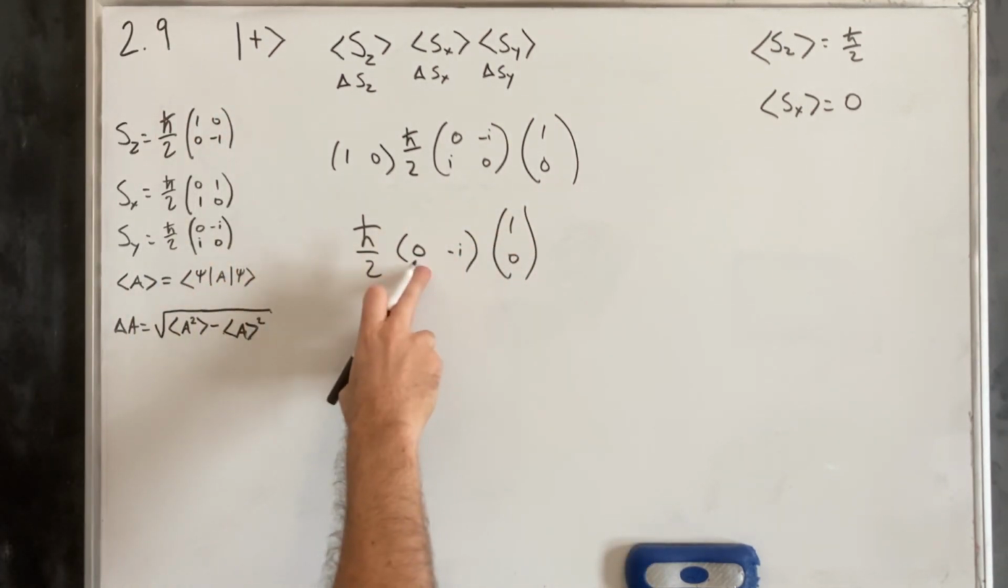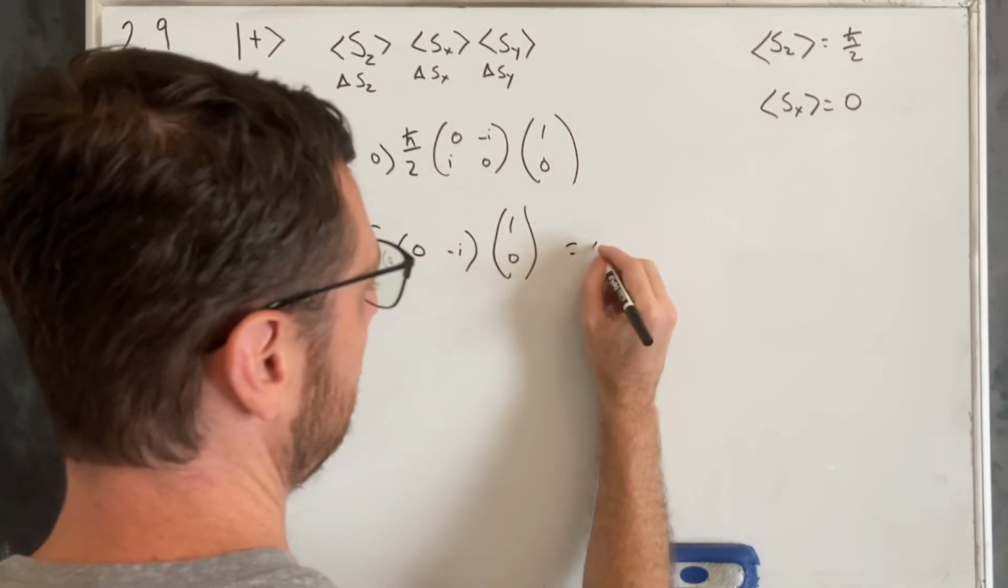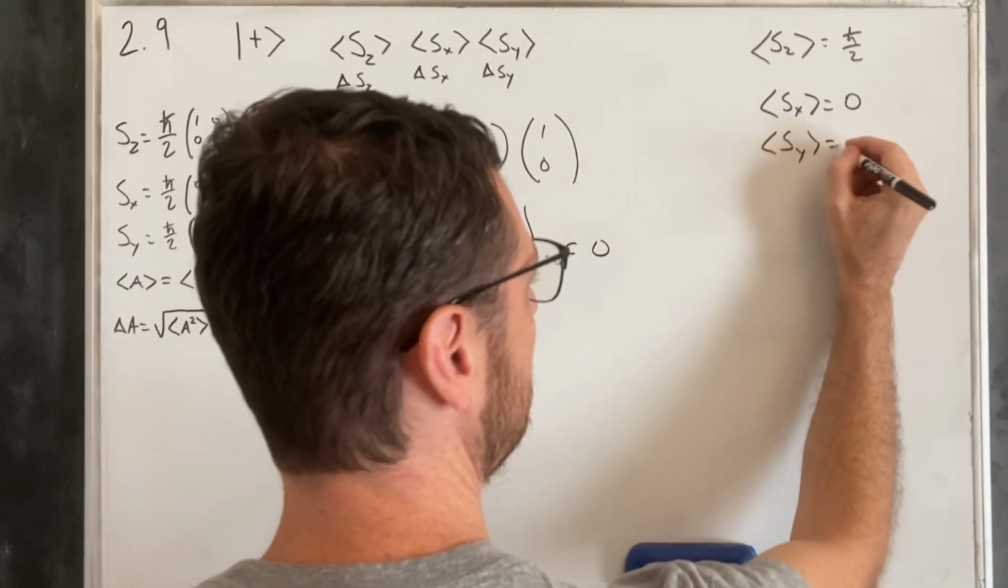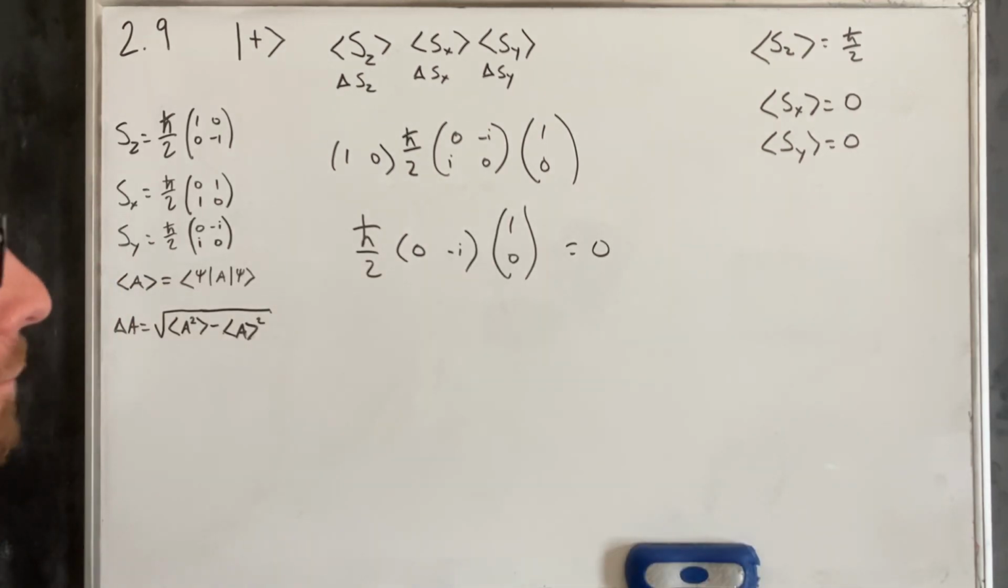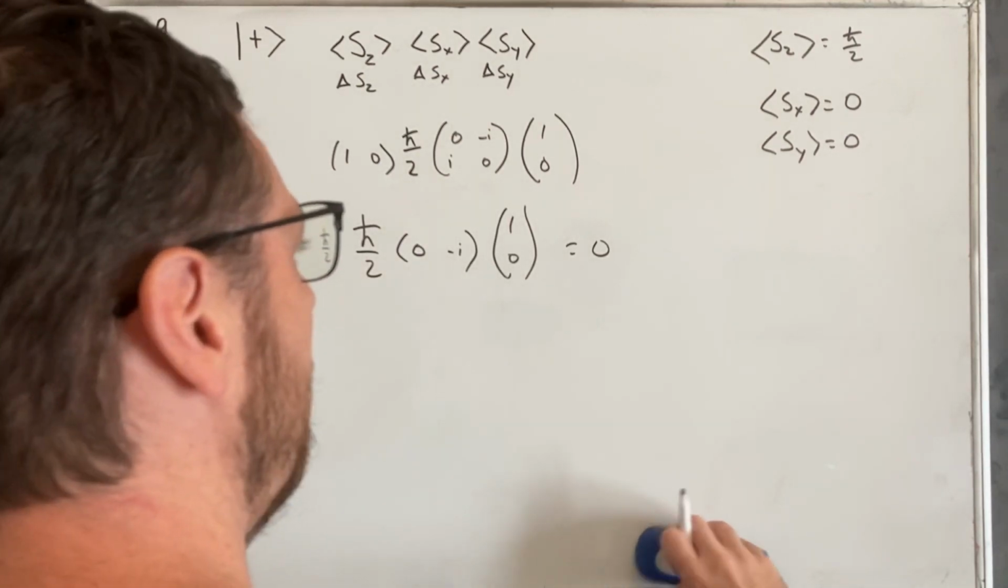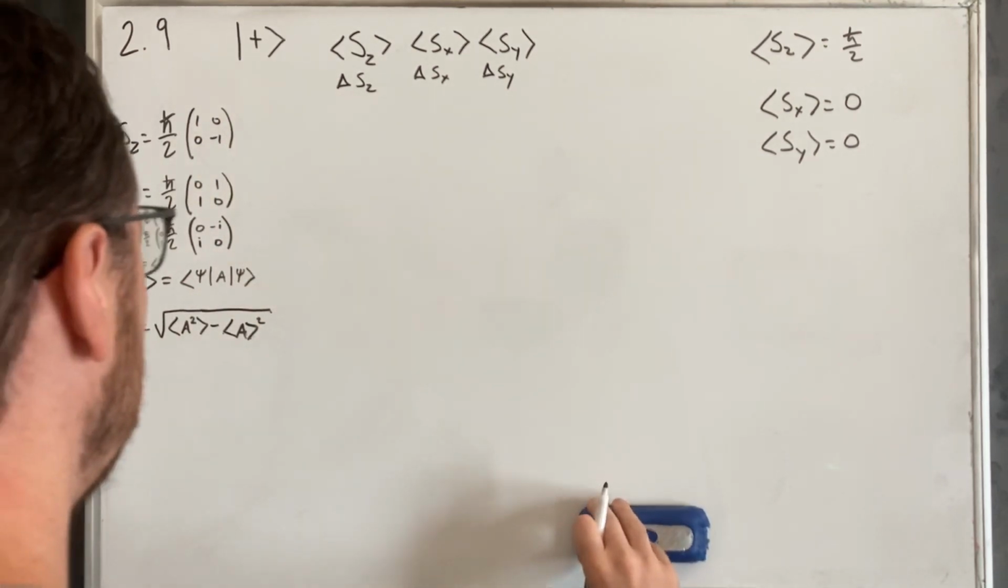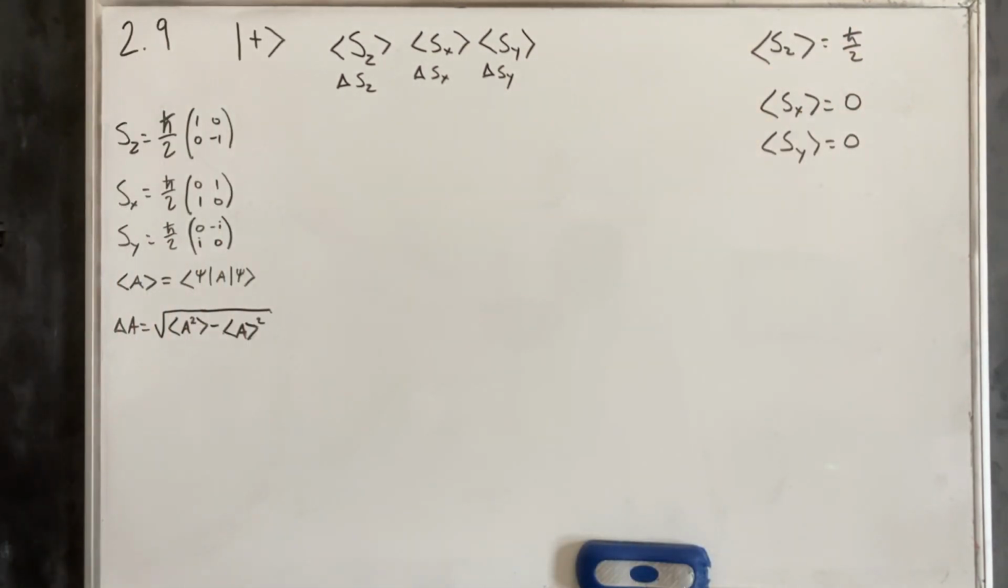And then we have 0 plus 0 equals 0. So the expectation value for SY is also 0. Again, same thing. We're going to get a mix of negative h bar over 2s and positive h bar over 2s, and that's going to average out to be 0. That's our 3 expectation values.